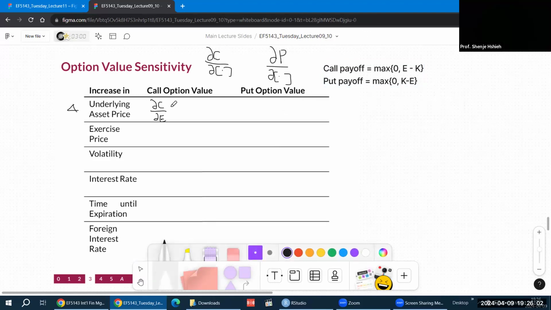So my question, this is review, right? What direction should the call option price change? Is it positive or negative if I increase the underlying asset price by an infinitesimal amount? Should it be positive or negative for a call option?